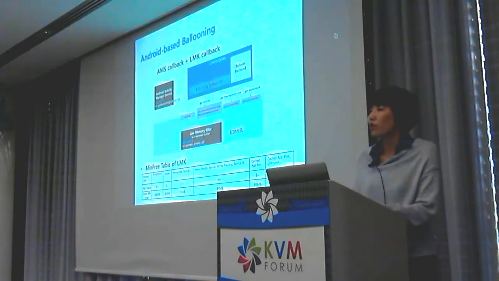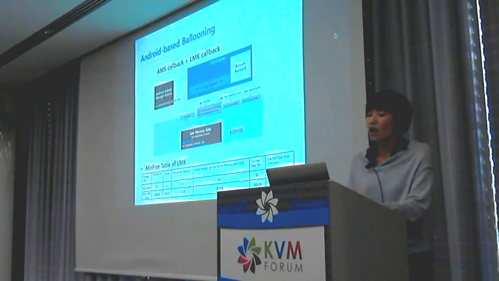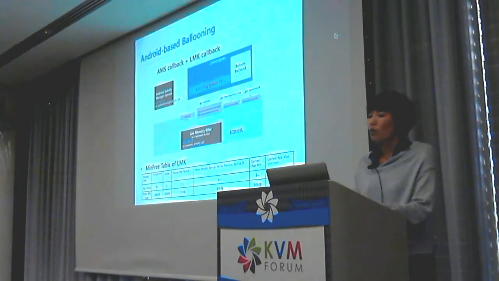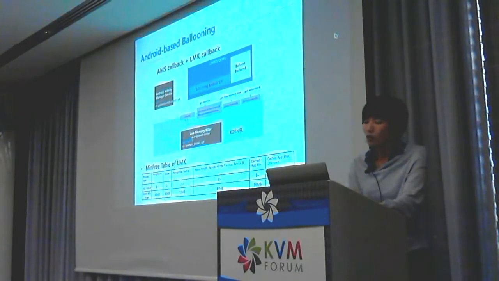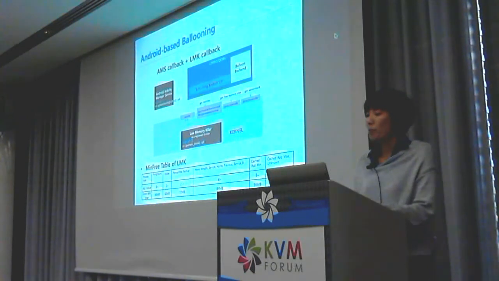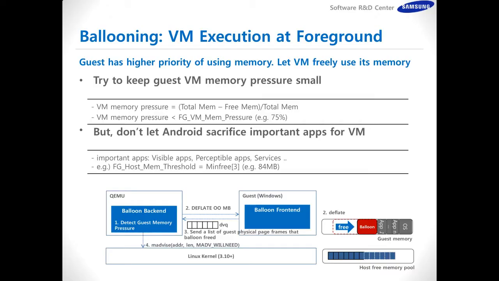Activity manager service at user level updates each process's adjustment value on every activity change. As well, it tries to keep free memory size and page cache size greater than some of the low watermarks in each memory zone by killing background processes in LRU order. So by listening to those two modules via EventFD, balloon backend measures host memory pressure. This is our ballooning policy.